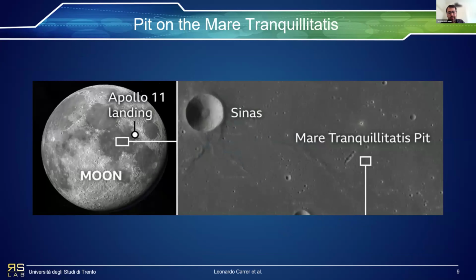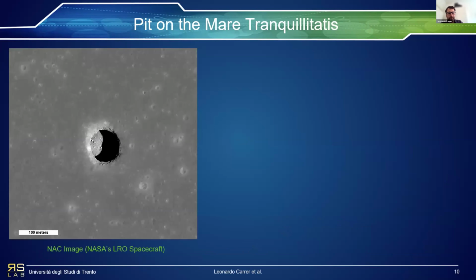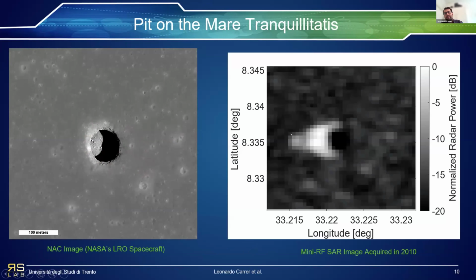As I said, we focused on the Mare Tranquillitatis pit, which is actually quite close to the Apollo 11 landing site, and of course it's in the Mare Tranquillitatis region of the Moon. So how did we start this research? Well, we knew from optical images that there was a pit, and here on the right you can see the Mini-RF SAR image.